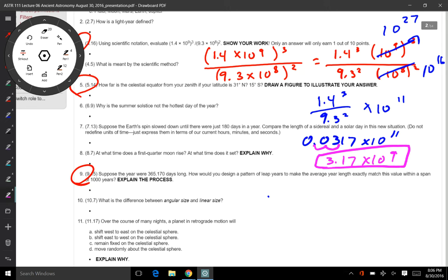Max, question. Would you do just 3.2 because of significant digits? In real life, yes, I would. In astronomy class, I don't pay attention to it so much. In my physics classes, I would. How many significant digits do we have? We only have 2, so the real answer is 3.2. You're right.